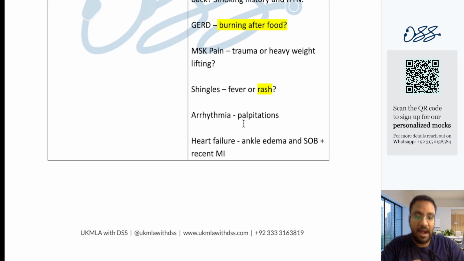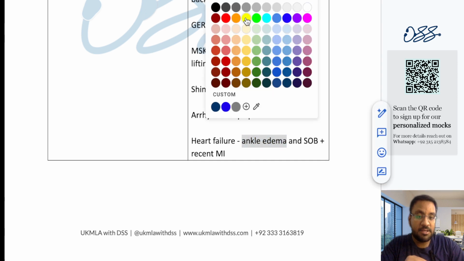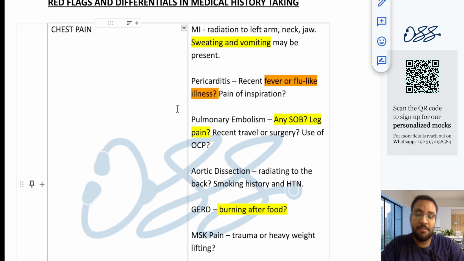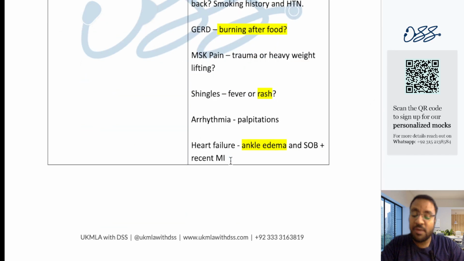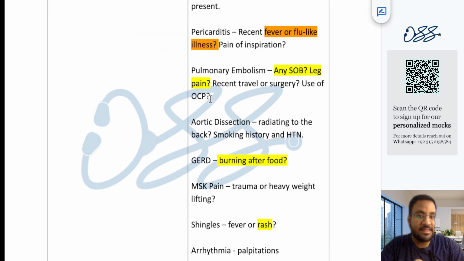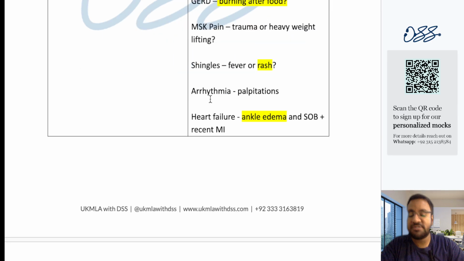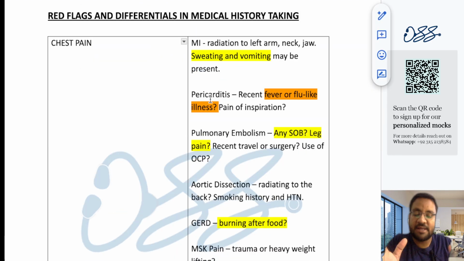Heart failure: a patient of heart failure presenting with chest pain may have ankle edema. So by any chance, Mr. Green, are you having any swelling in your legs? Are you having any shortness of breath? Anything else, or the association can be a very vast thing. This is the particular component of the history that will help you rule out the differentials and the red flags.